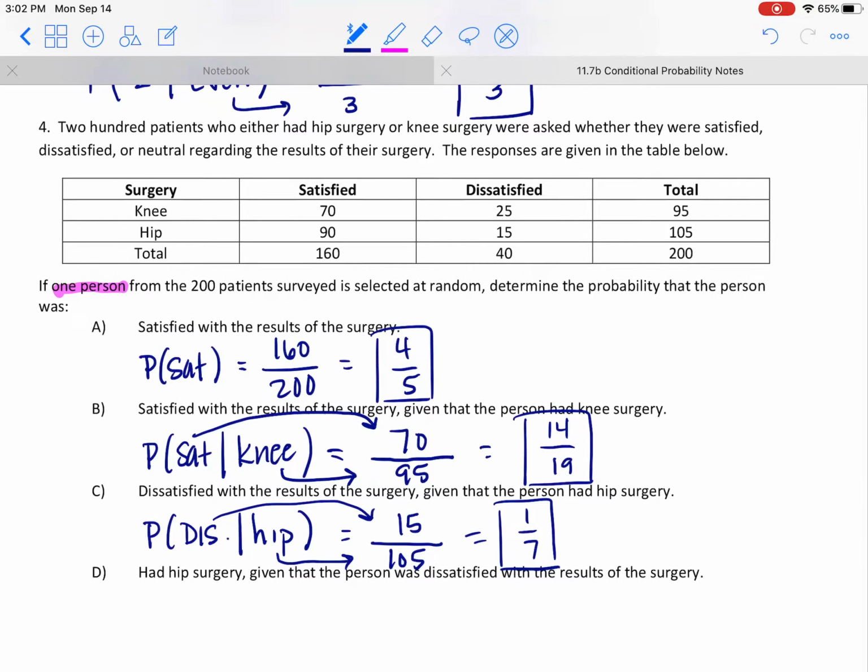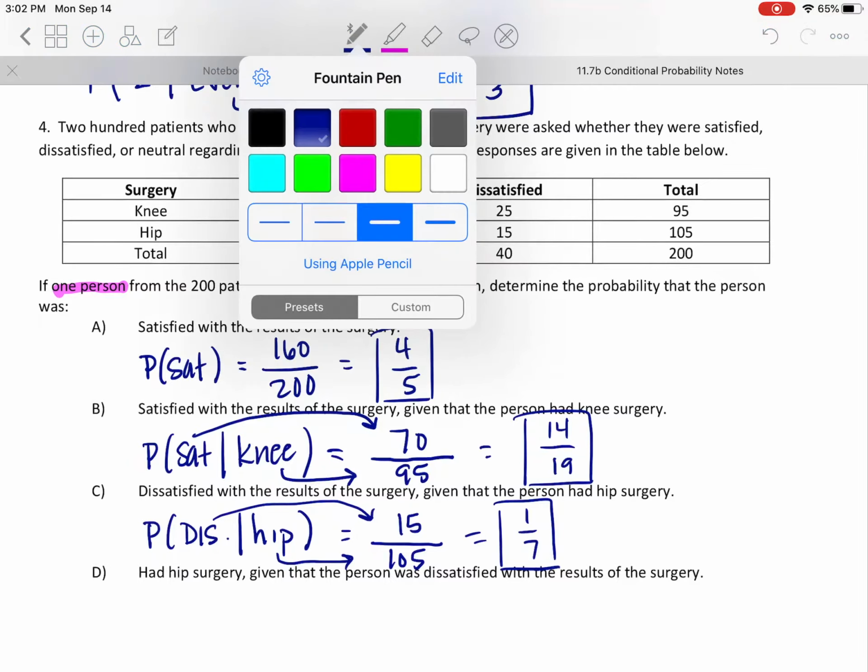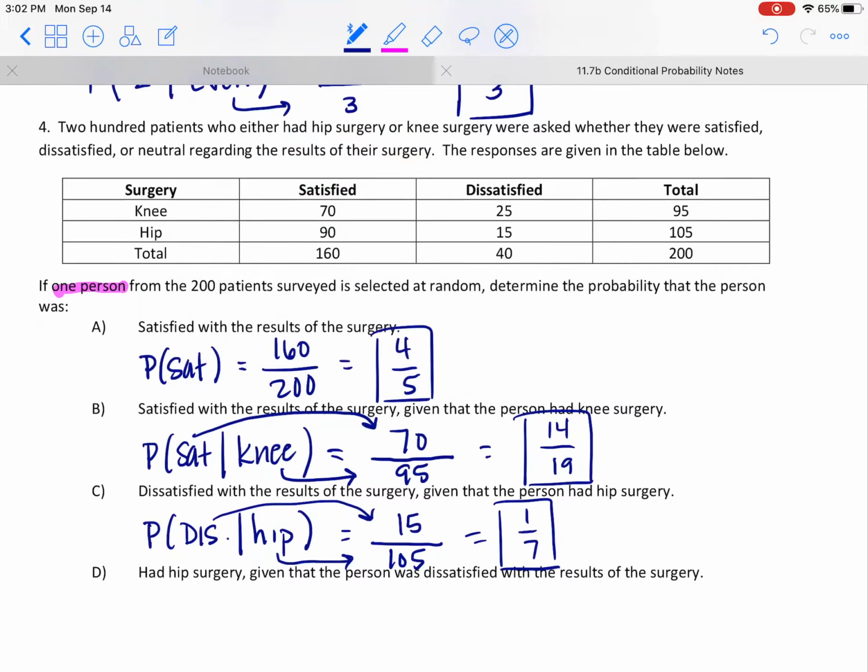All right, so there's another one left from this table. If you're feeling confident with this and you want to pause and give it a shot, I think this would be a good opportunity to do that. If not, let's see if we can distinguish between Part C and Part D. So Part C was what's the probability they were dissatisfied given they had hip surgery. D is what's the probability they had hip surgery given that they were dissatisfied. If I flip the order, does it change the answer?